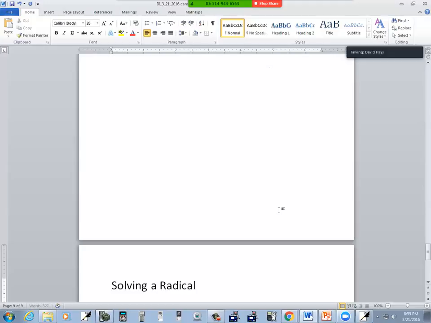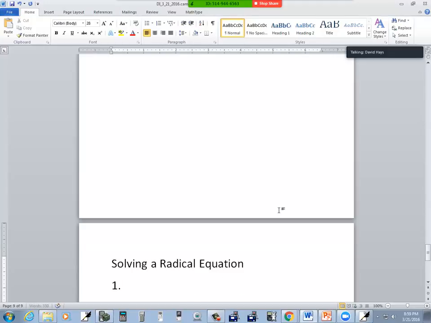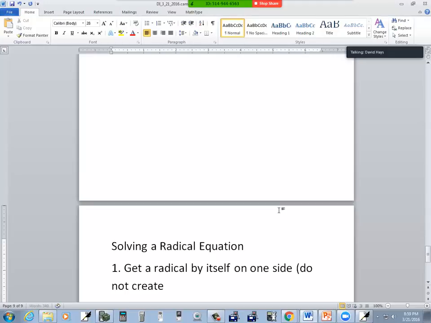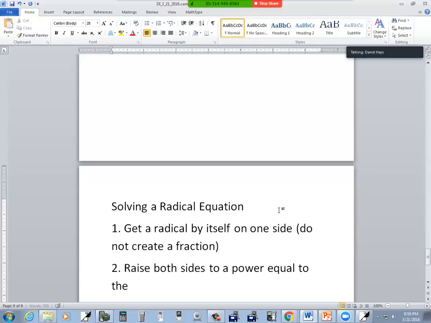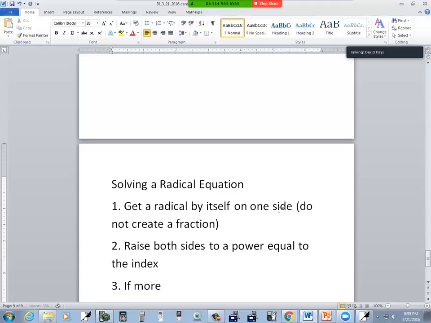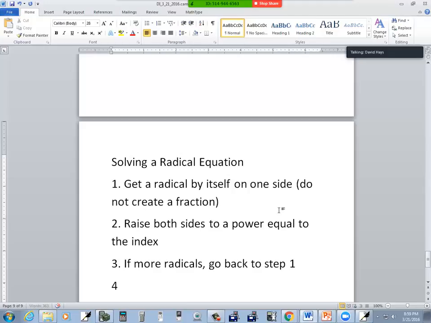So solving a radical equation, our first step is to get a radical by itself on one side, but do not create a fraction. Step 2 is to raise both sides to a power equal to the index. Step 3, if you have more radicals, go back to step 1. Step 4 is solve for x.